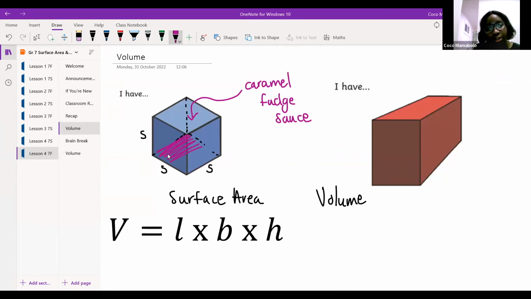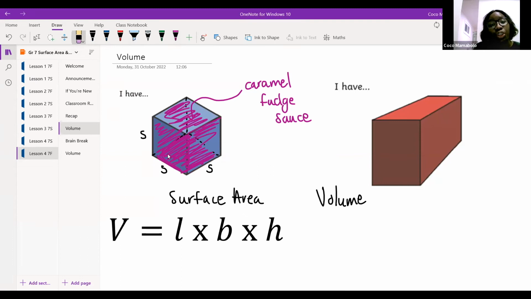When we were looking at squares, that was for area. Okay, we're not doing squares anymore. Now we want to see how much caramel fudge sauce can fill the bottom. And because I want a lot of it, I need to see how much of it can fill up all the way to the top of my box. So the whole thing needs to be filled right up to the very top. And that's what volume is.